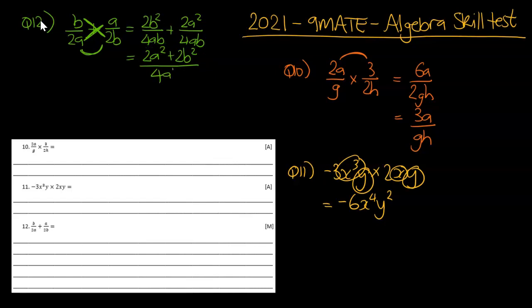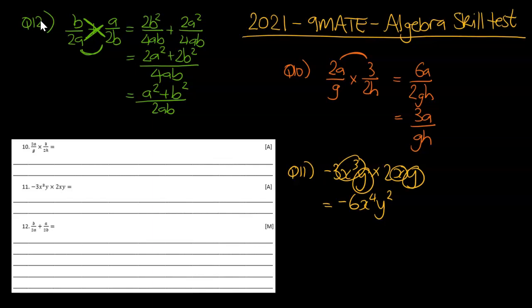Divided by 4ab. What I can see here is there's a whole lot of 2's everywhere. 2, 2, and that 4 is 2 times 2. So I'm going to look to cancel out a common factor. So I'm going to divide everything by 2. So 2a squared divided by 2 is just going to be a squared. 2b squared divided by 2 is just going to be b squared again. And then down the bottom, we're going to be left with 2ab.